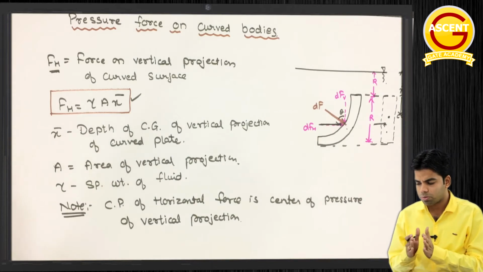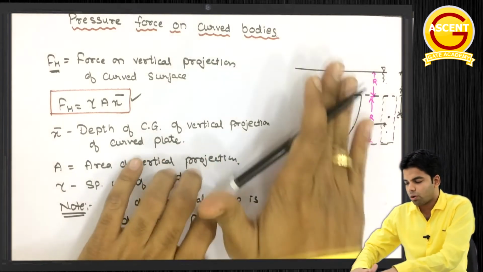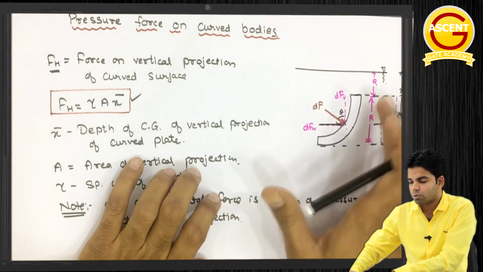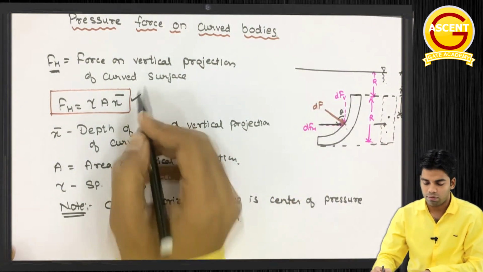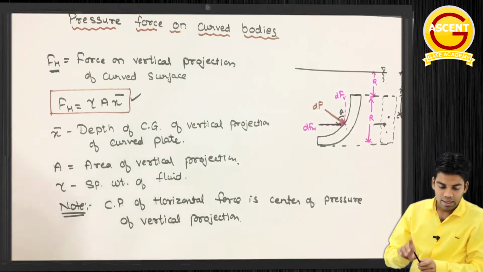That means अगर हमको horizontal force निकालना है, what we have to do is we have to project it vertically and then forget this and then determine the horizontal force for this projection. Okay, so that horizontal force, as I told you, is Fh, which is equal to gamma A x bar. First thing.